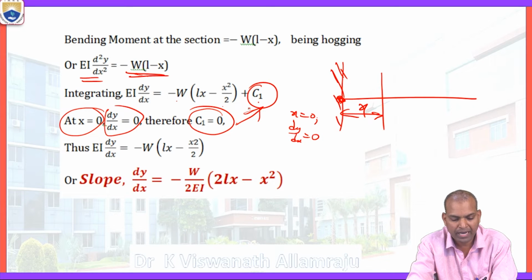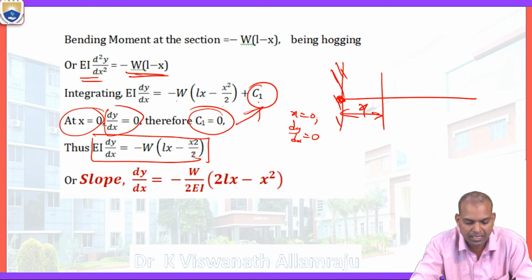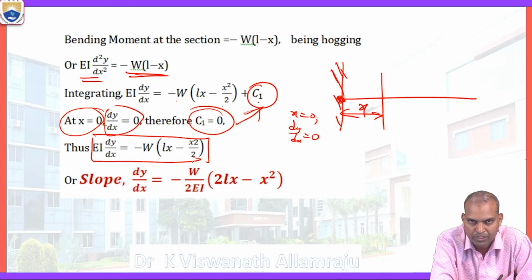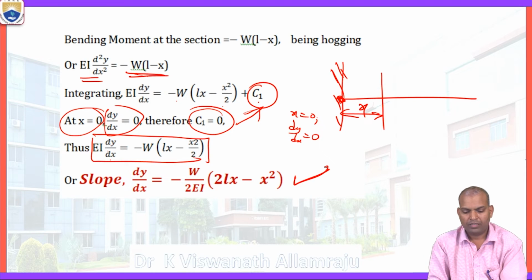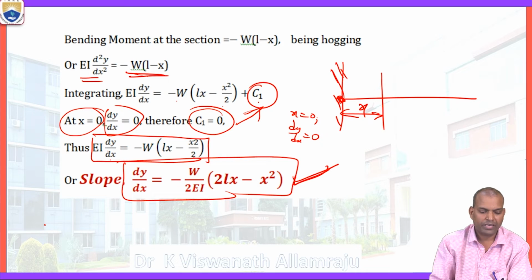Substitute this C1 value back in the equation. That gives EI times dy by dx equal to minus W times Lx minus x square by 2. Then dy by dx equals minus W by 2EI times 2Lx minus x square. This is the equation. This equation gives the slope at a distance of x.